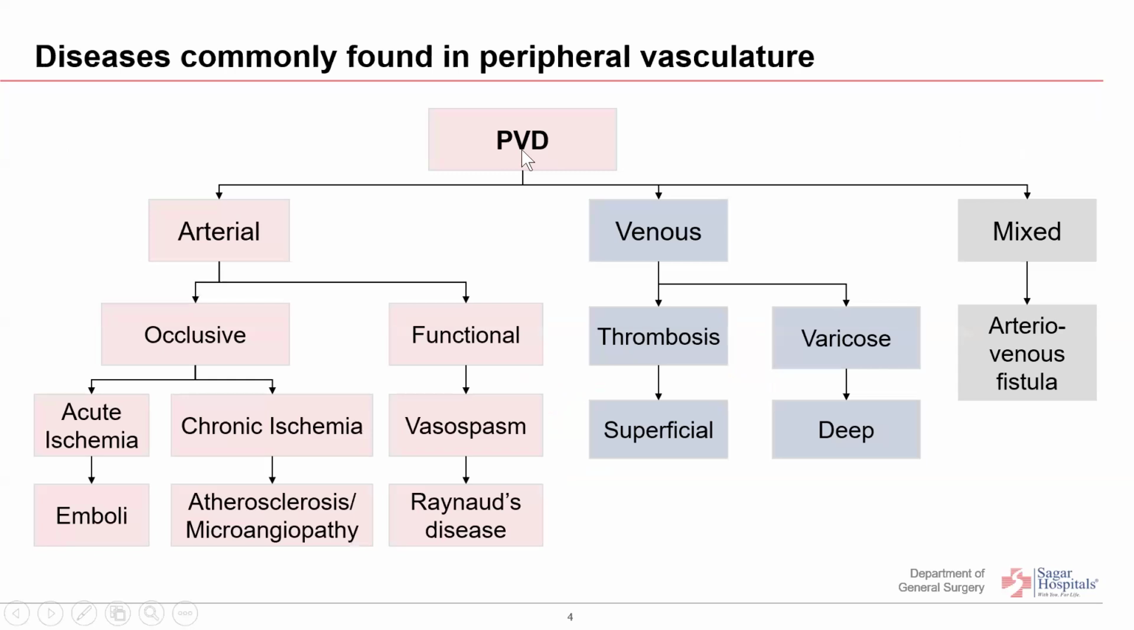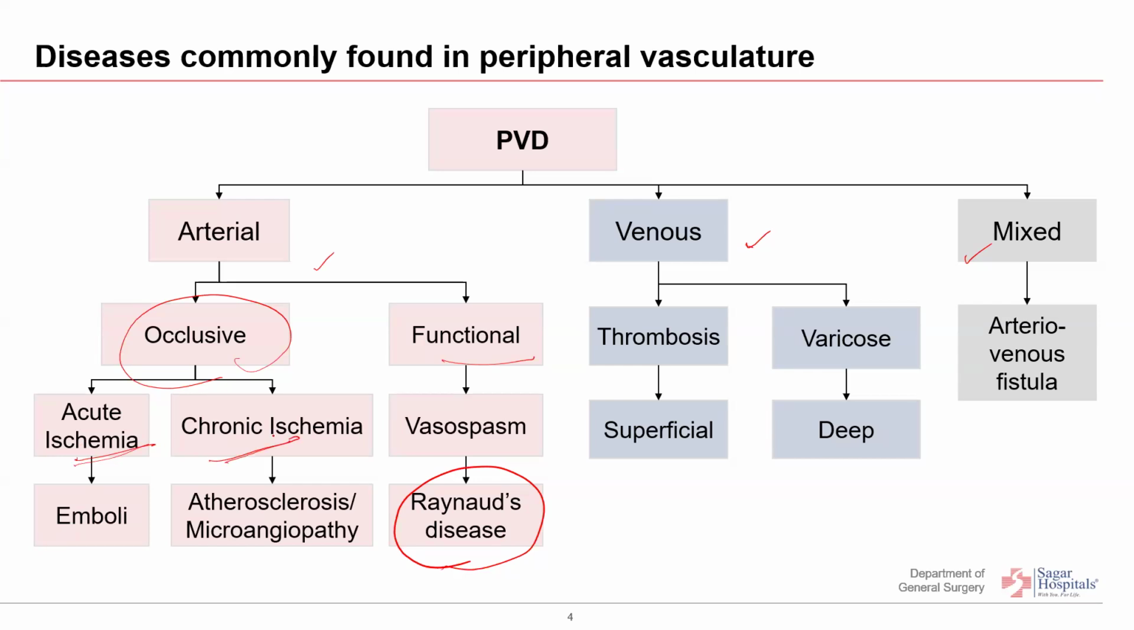Now, how can you broadly classify peripheral vascular disease? You have arterial disease, venous disease, and a mixed one. In the arterial, you have two types: the occlusive one and the functional one. The functional one is something like the vasospastic disorder, where you have a trigger. A popular example is Raynaud's disease, triggered in colder climates. Because of an external trigger you have a vasospasm, which is a functional disorder. Whereas when you have an occlusive disease, this occlusion can be acute or chronic.